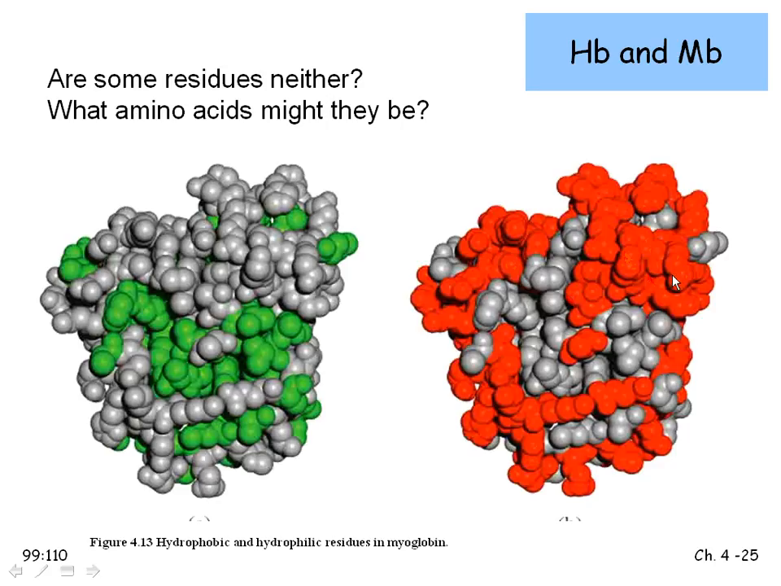The red in this case, or the dark color on your handouts, is the hydrophilic residues. And the green there is going to be the hydrophobic ones. There are some residues like this one here, that aren't showing up as either hydrophilic or hydrophobic. So these are some of the amino acids, like glycine, for instance, that are not strongly favored for one position or the other. We can find them in both places.